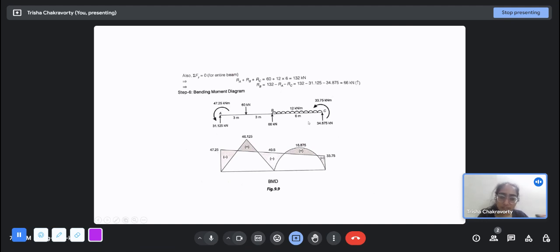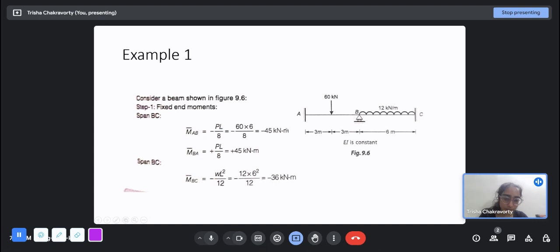We know the reactions, we know the end moments. Here there's an end moment, here there's an end moment, and here there is no end moment. Why? Because this was our equilibrium condition, that MBA and MBC should add up to 0, because at a roller support there can be no external applied moment. But these were actually fixed supports here.